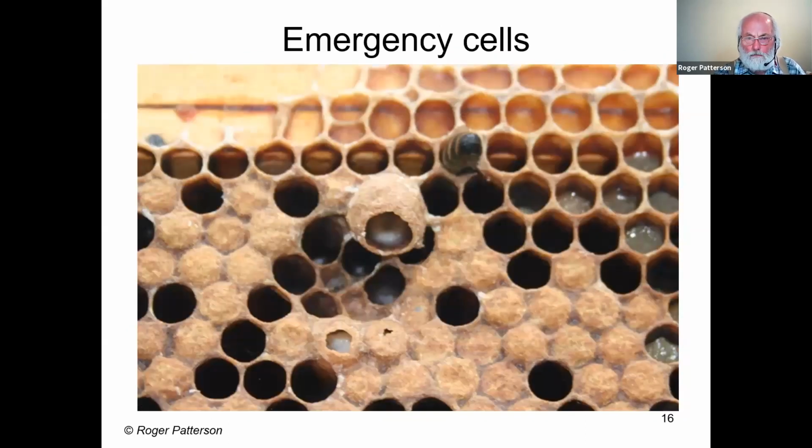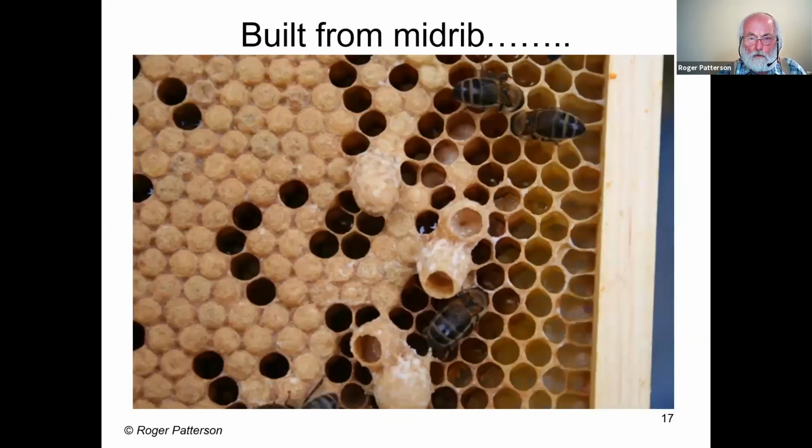This is an emergency cell. You can see it's a face of comb, and the cell is just starting to come out, the bees are just drawing it out from the surface of the comb. There's another couple in a similar sort of position. In fact, there's five there altogether. You'll see there's two pairs and one on its own.